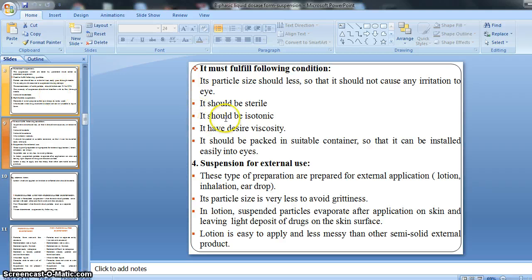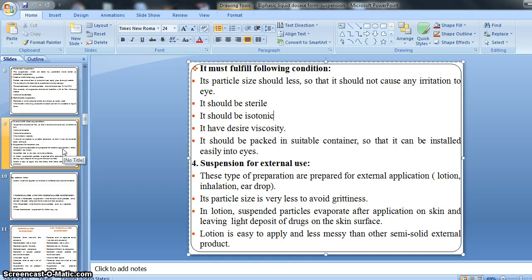Then it should be isotonic, right? Like our parenteral preparation, the ophthalmic preparation also should be isotonic, means that the preparation should have the same tonicity as our eye fluid, right? That is our tears or any fluid which is present in our eye cavity, right? That isotonicity is maintained by adding 0.9% weight by volume of sodium chloride solution, right? That's why this ophthalmic suspension should have the same isotonicity as our tear, right?